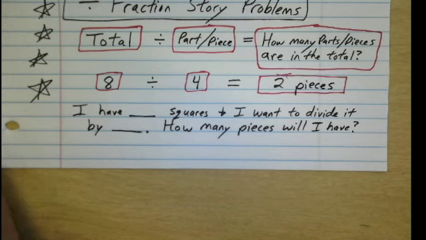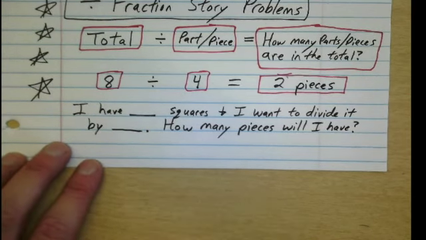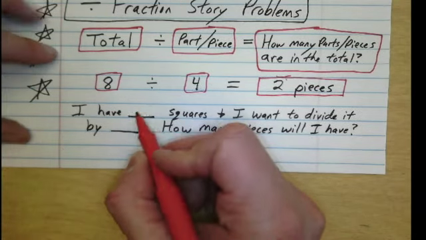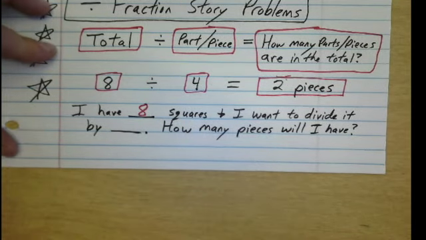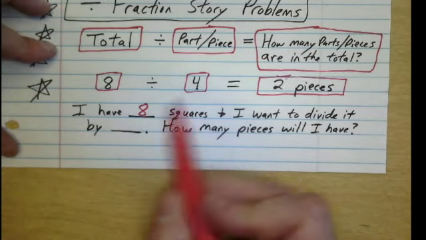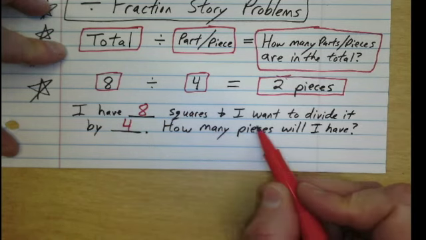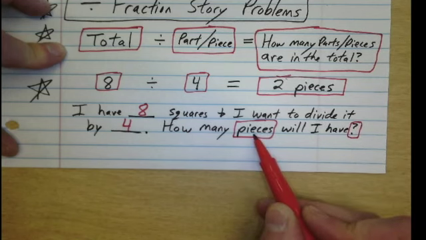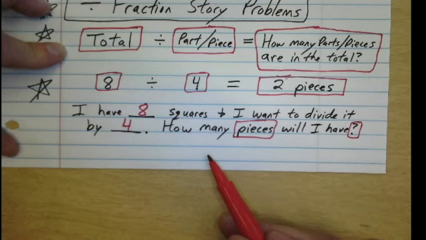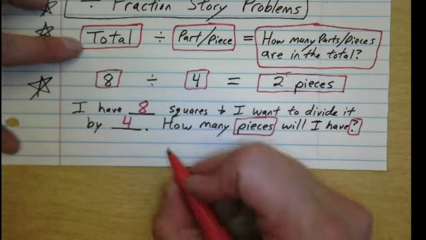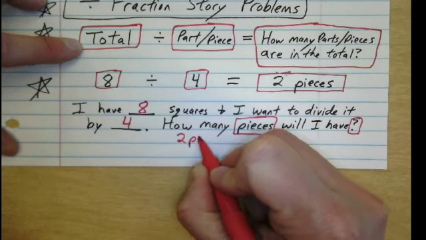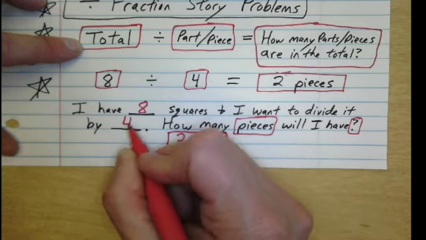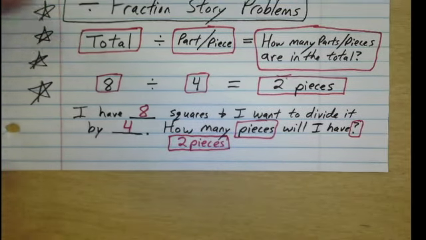So I want to go back through this using our numbers 8, 4, and 2. So what's my total? How many squares do I have? I would have 8 squares. I want to divide it by 4. How many, see how it's asking pieces will I have? The question mark helps me identify how I want to label my answer. So I would answer this 2 pieces. And the question mark also helps you identify which one of these numbers is your part, and then the other one would be your total.